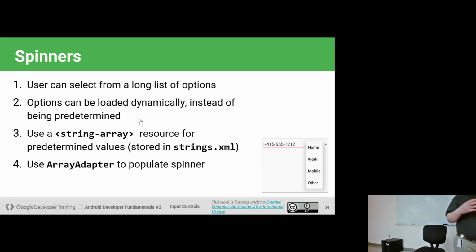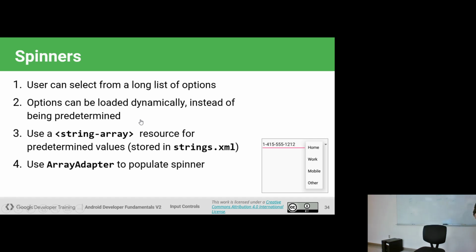We'll create it with the string array tag instead of just the string tag. Once we've got that resource, the next thing we have to do is use something called an array adapter, which is kind of a go-between between the array of strings, or the array of items that we want to show, and the actual visual UI. That's the array adapter's job. It takes the array, turns it into controls, and goes from those controls back to the actual data underneath.